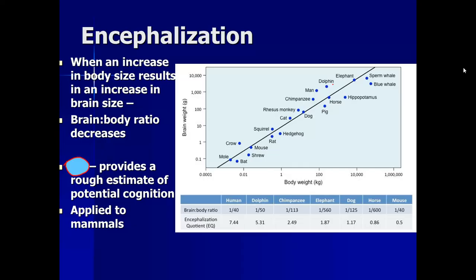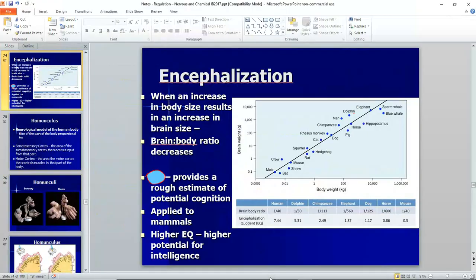So encephalization, or the EQ, the encephalization quotient that you see there. Scientists have derived the EQ, which attempts to provide a rough estimate of potential thinking ability, cognition. The quotient is only applied to mammals, and higher values are indicative of higher predicted capacity for intelligence. Thankfully, humans have the highest EQ. All right, so there you have that. This screencast comes to a close.